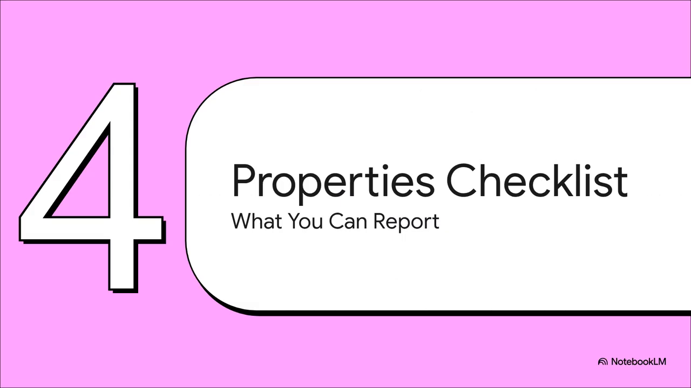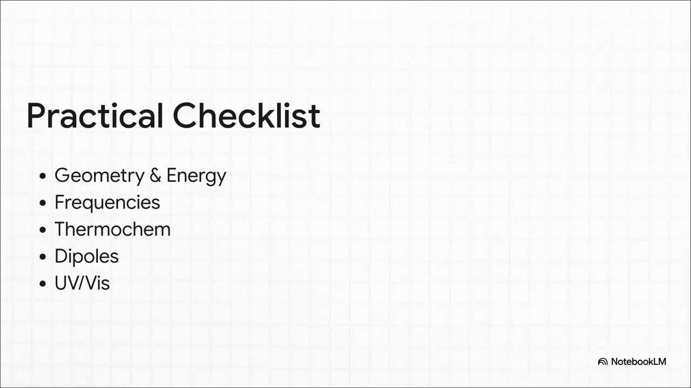Which brings us to Section 4. What properties can you report? The Practical Properties Checklist. From your successful runs, you can pull a ton of great data. We're talking your optimized geometry, total electronic energy, and relative energy changes. You can report vibrational frequencies, IR intensities, and complete thermochemistry like enthalpy and Gibbs free energy. You can pull dipole moments, atomic charges, UV-vis transitions, reaction barriers, and solvent-corrected properties.